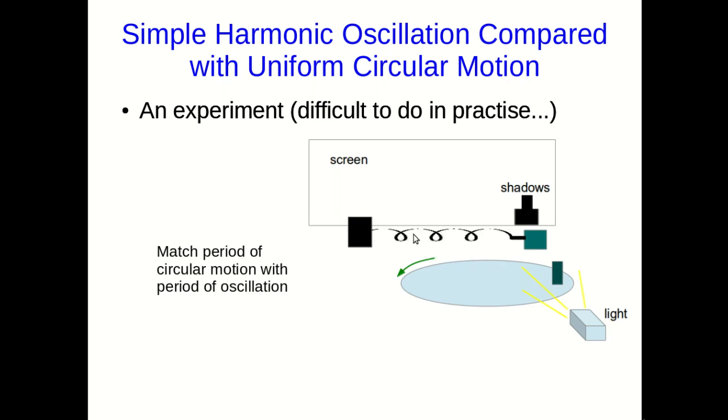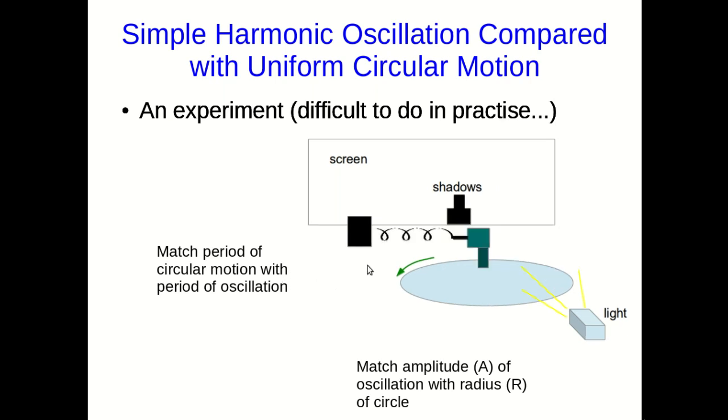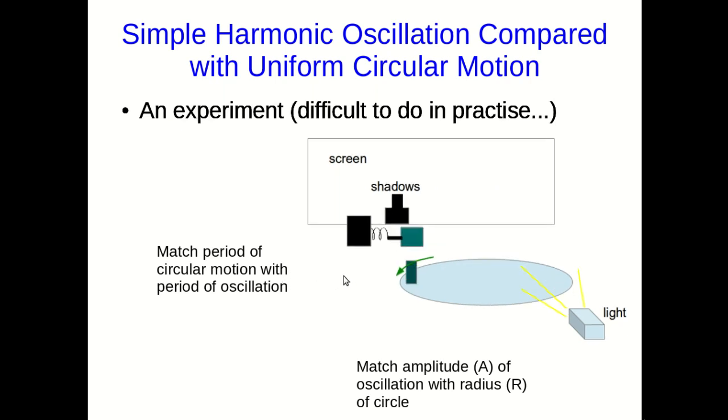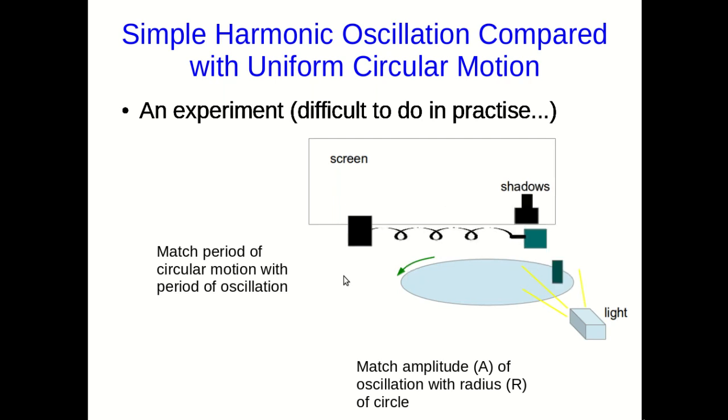That takes some arranging. You also need to match the amplitude of the oscillation to the radius of the circle, and what's more, you need to get the equilibrium position of your oscillation lined up with the middle of the circle. And then you shine a light, and you're going to look at the shadows. And you set it up so that at the moment you release your mass, the shadows are on top of each other. And what you find then, as you watch it, is that the shadows stay exactly in sync with each other. They go around the circle in lockstep.